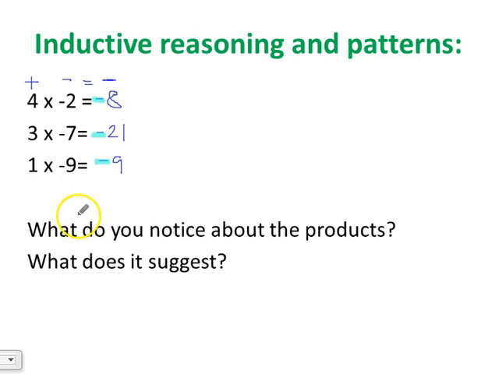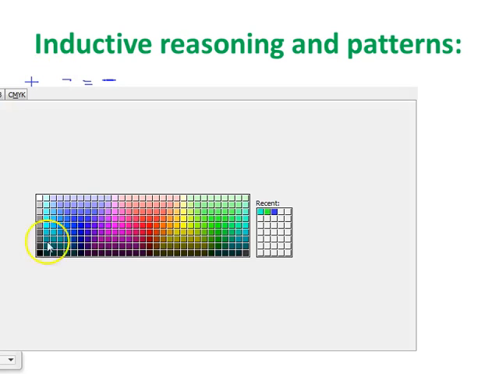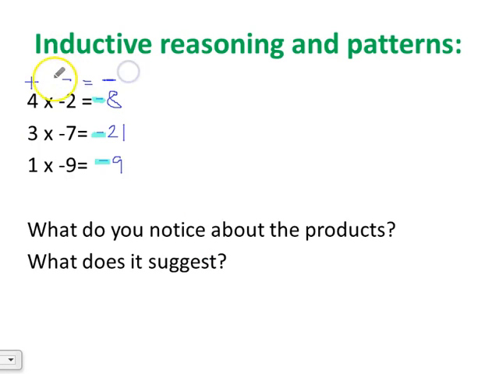So that is what our conjecture could be. Based on the pattern that we saw, every time we took a positive and multiplied it times a negative, we always got a negative answer. That was our pattern. So our conjecture can be that rule: when we multiply a negative times a positive, we always get a negative.